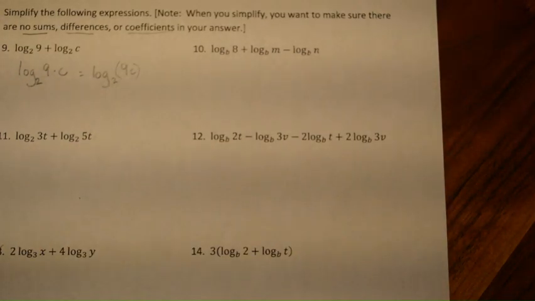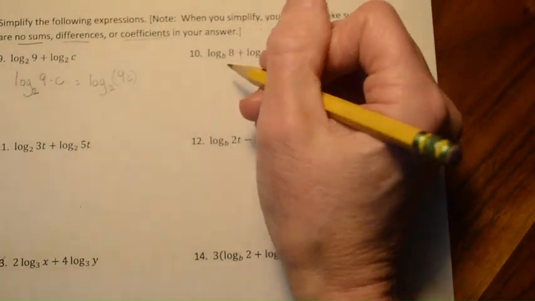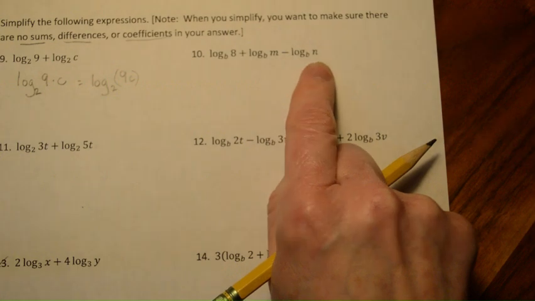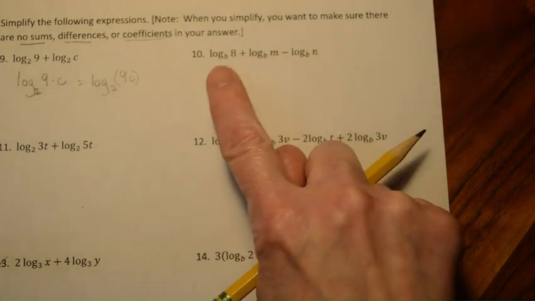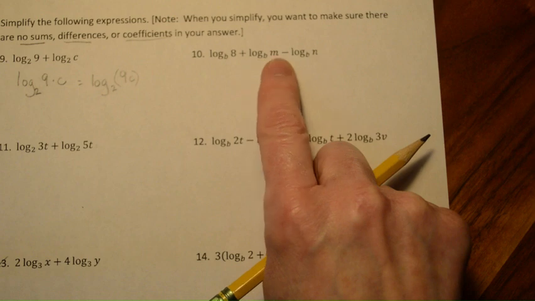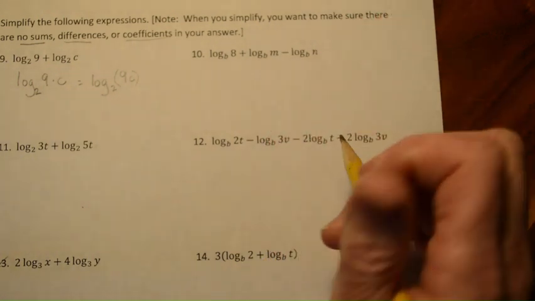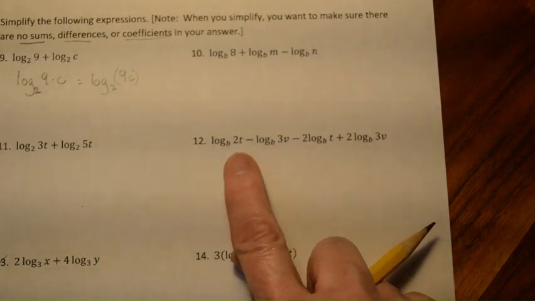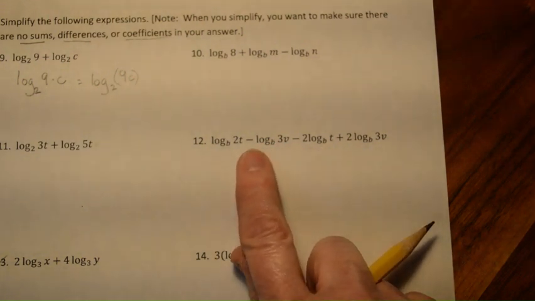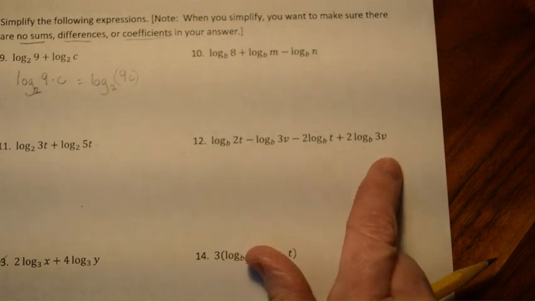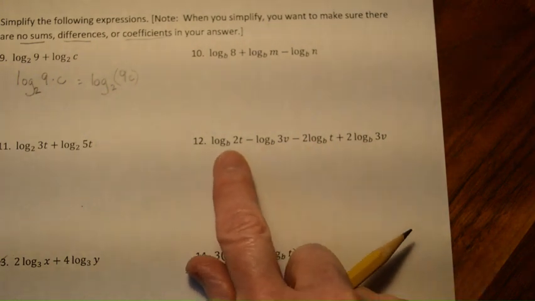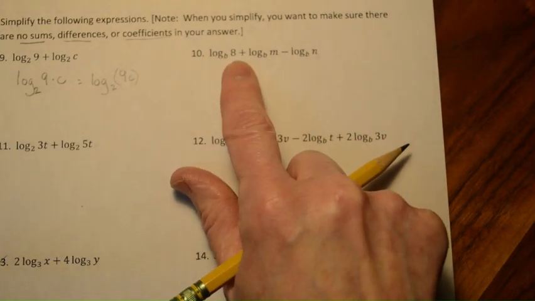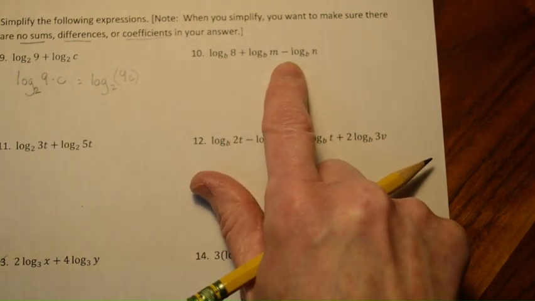Okay, so for number 10, we've got log base b of 8 plus log base b of m minus log base b of n. When you do it, I would say do it in terms of order of operations. If you're looking at all these and wondering whether to do addition or subtraction first, remember, order of operations says when it's only addition and subtraction, just go left to right. So we'll do the addition first and then the subtraction second.